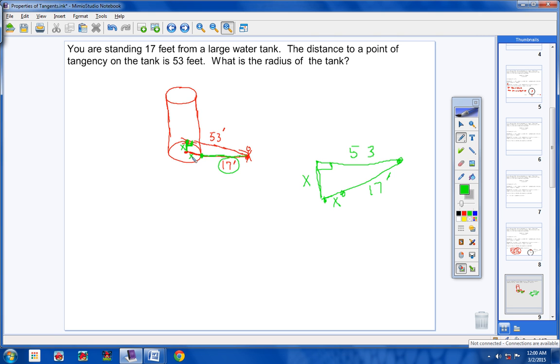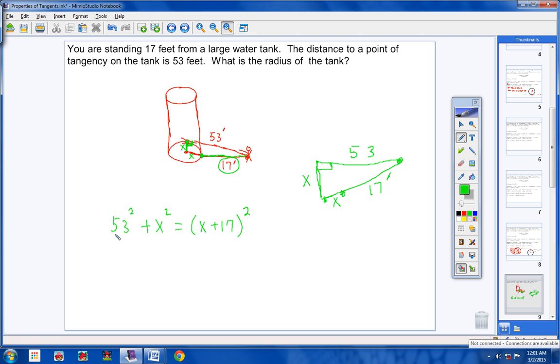So how can I find the radius, guys? Well, Pythagorean Theorem, guys. Look, what's one of your legs? 53, okay? What's another one of your legs? X right here. Now, what is your hypotenuse? Well, it's x plus 17.